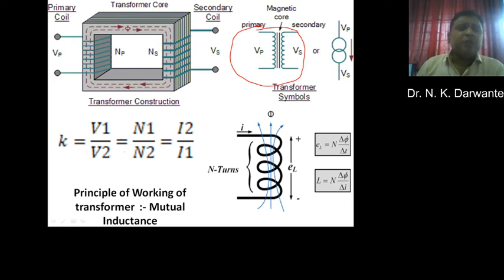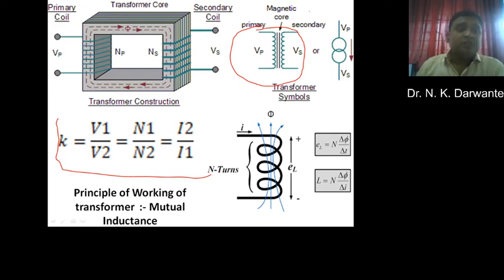Then the transformer ratio. Here below, K is given as the transformer ratio. K is equal to V1 divided by V2, that is also equal to N1 divided by N2, and that is equal to I2 divided by I1. Where V1 is the primary voltage, V2 is the secondary voltage, N1 is the primary turns, N2 is the secondary turns, I2 is the secondary current, and I1 is the primary current. Only the current ratio is reversed as compared to the voltages and number of turns.